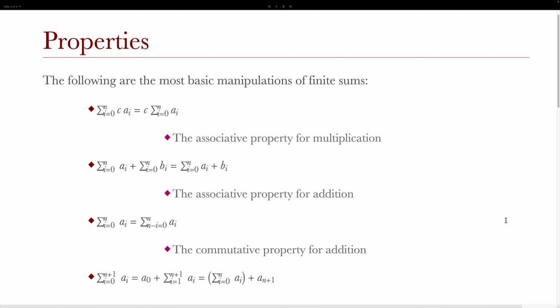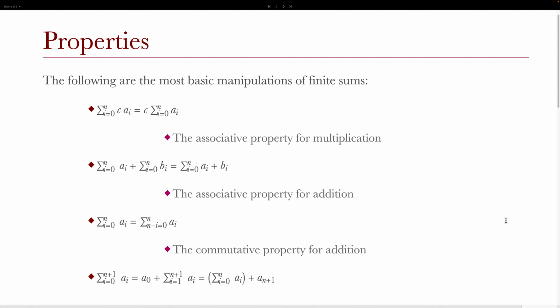Similarly, sums also follow the associative property for addition. So if we take the sum of i equals 0 to i equals n of a sub i, and then add that to the sum from i equals 0 to i equals n of b sub i, that will be the same as just taking the sum from i equals 0 to i equals n of a sub i plus b sub i.